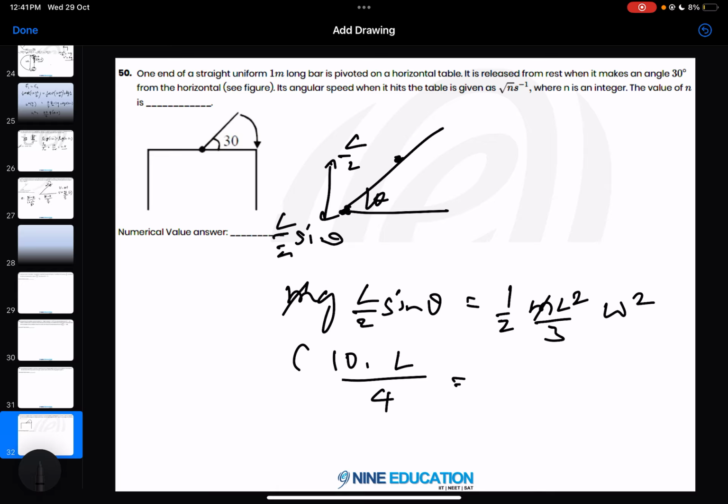Here you have 6, so 6 will come here, n by L square L omega square, and L is given to be 1 meter. Now calculating omega square is going to be, this is 3, 15, omega will be root 50, so the value of n is 50.